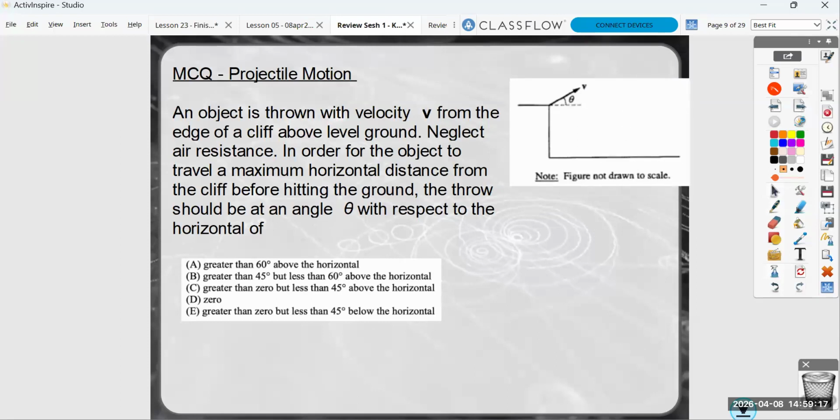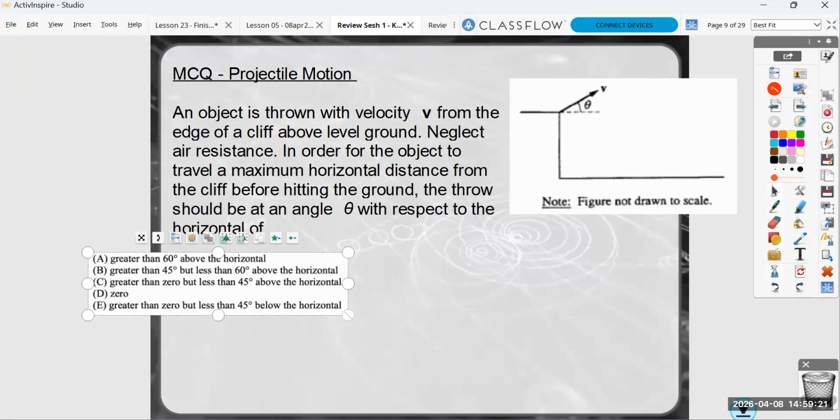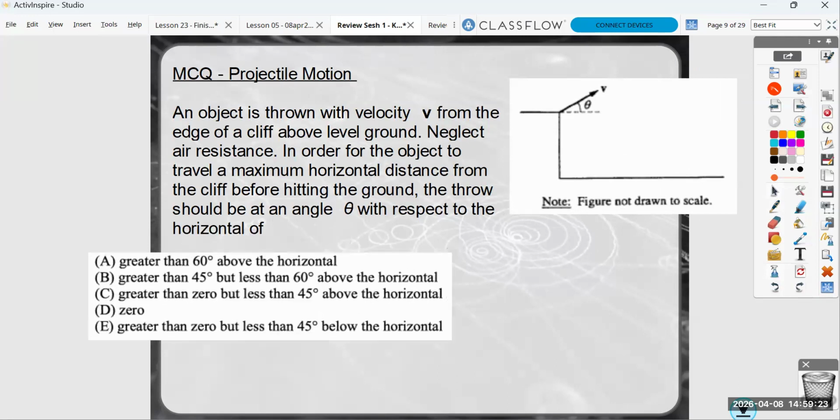This is one I put on here because it falls into an interesting realm of question, so I want you to think about this for a moment. In order for the object to travel a maximum horizontal distance, what angle should we throw it at? And notice, if you look at the choices, there's a choice here that is not there. What choice is very notably not given to us?